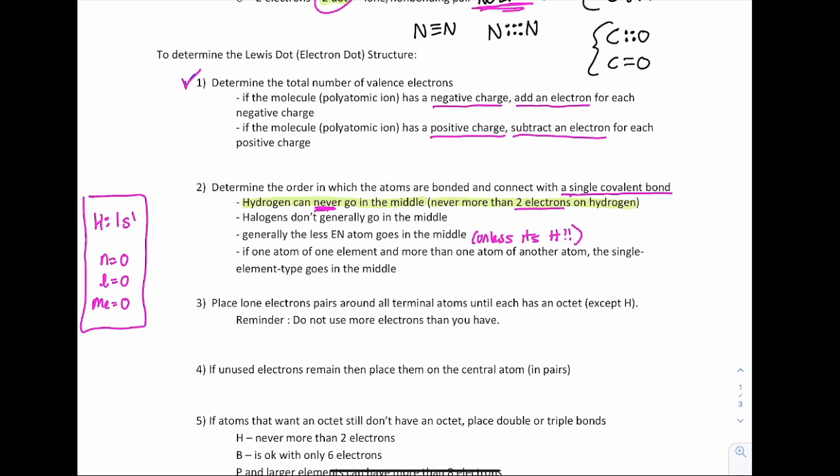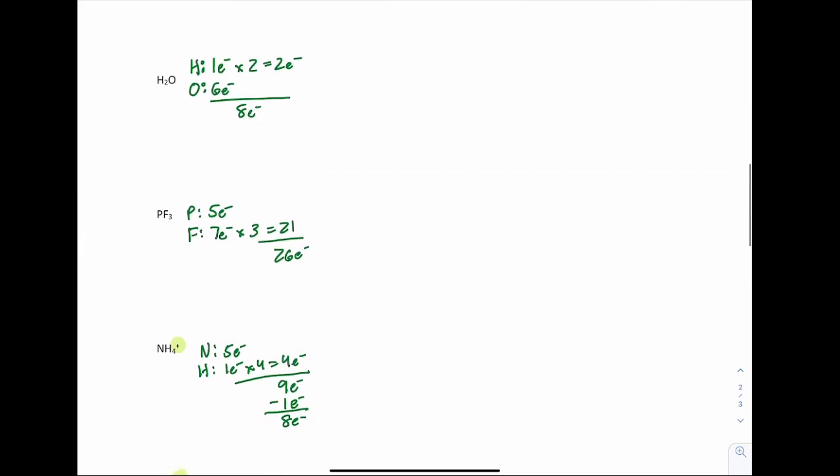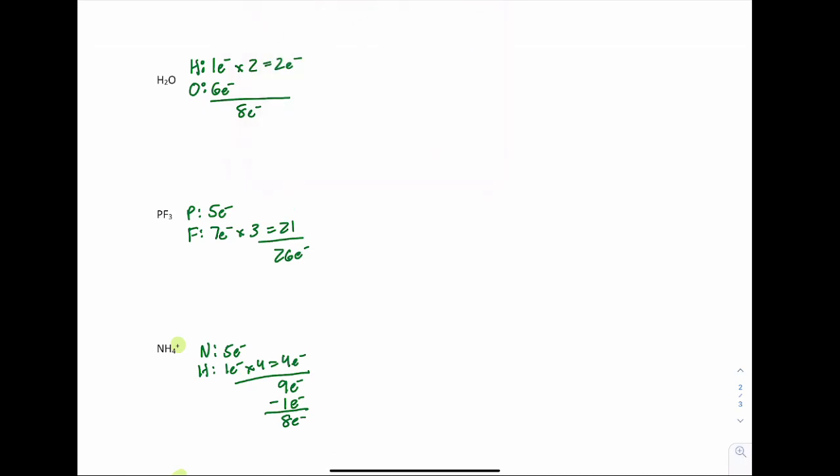If you have one atom of one element and more than one atom of another element, the one that you have one of goes in the middle. So that's going to be step 2. So I'm going to go down and we'll do step 2 to all of these examples. I know in the past you probably have done Lewis structures. I'm going to do a little side note off to the side.